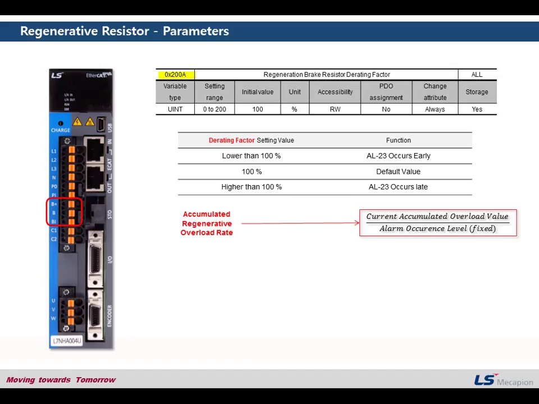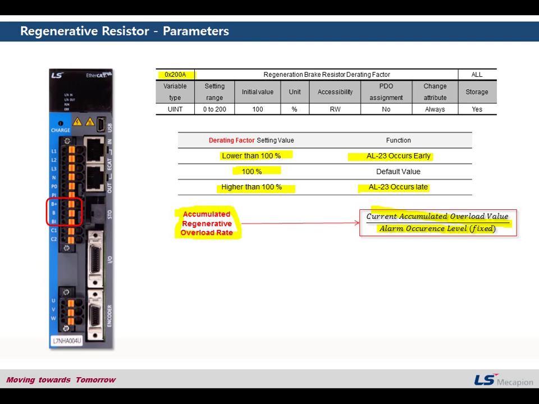You can define the derating factor as accumulated regenerative overload rate. Accumulated regenerative overload rate is just a rated value between alarm occurrence level, which is fixed value, and the current accumulated overload value. Actually, you don't have to remember all this detailed knowledge, but one thing you should know is the function of this parameter. You see, the initial value of this parameter is 100%, and if you set this value lower than 100%, like this, alarm 23 occurs early. And if you set the value which is higher than 100%, alarm 23 occurs late.